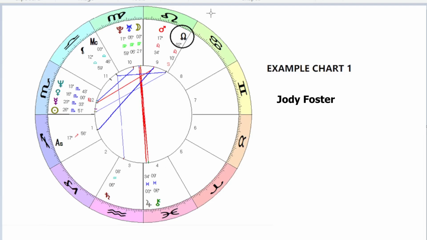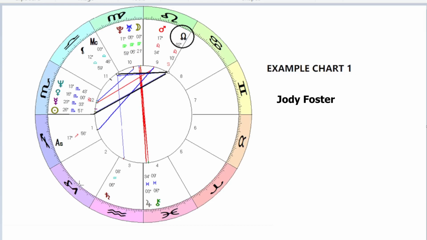And there are a couple of aspects here that I just want to point out. So we have a trine to the sun, which is actually the ruler of the North Node, so that's important. And then we also have a sextile from the midheaven in relationships over here to the North Node.